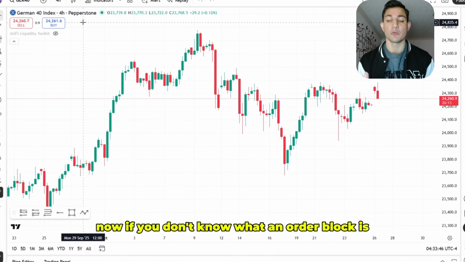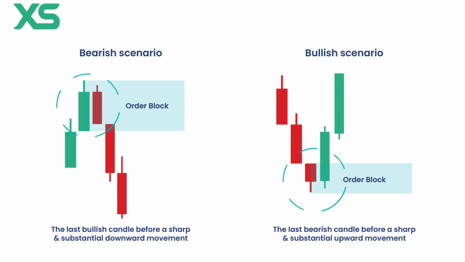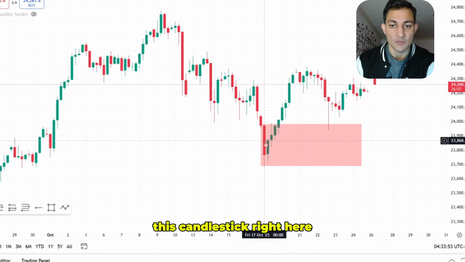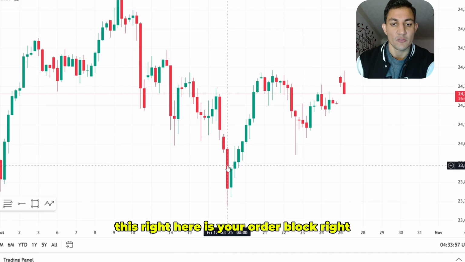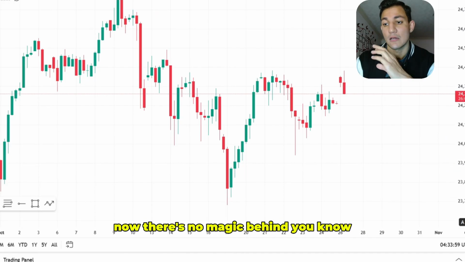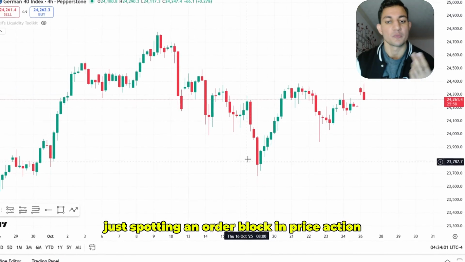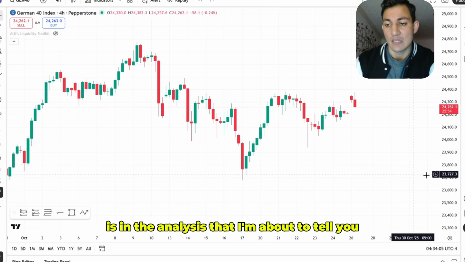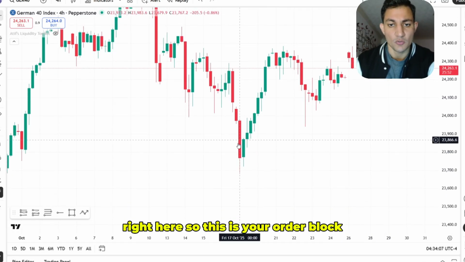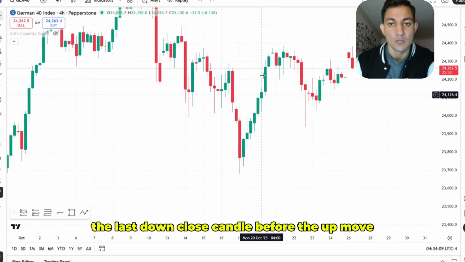Now, if you don't know what an order block is, go look at this nice picture on screen now. All it really is, can you see this candlestick right here, the last down close candle before the up move? This right here is your order block, right? Now, there's no magic in just spotting an order block in price action. The real magic is in the analysis that I'm about to tell you. So this is your order block, the last down close candle before the up move.